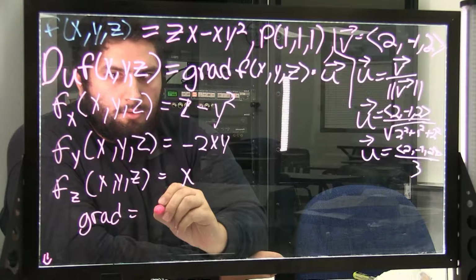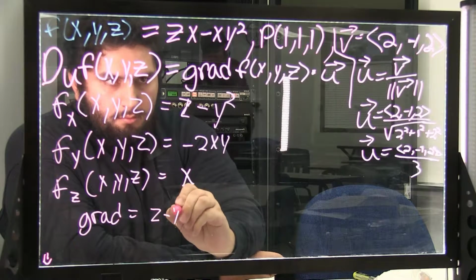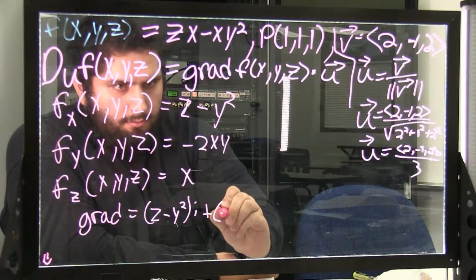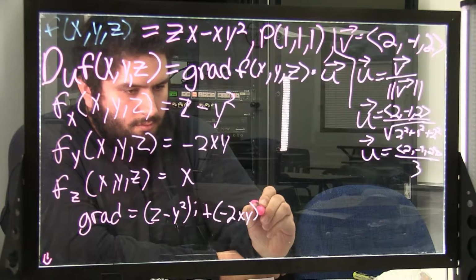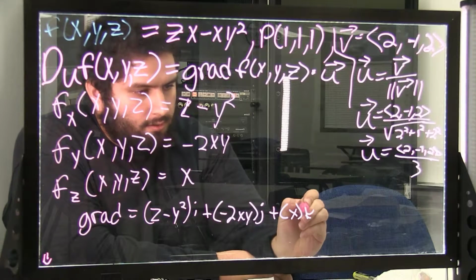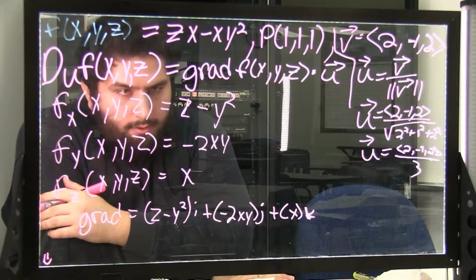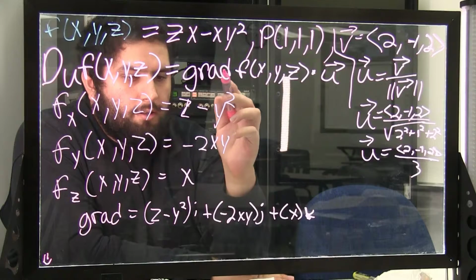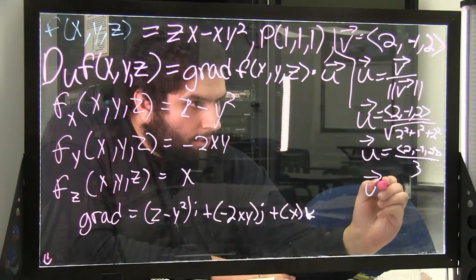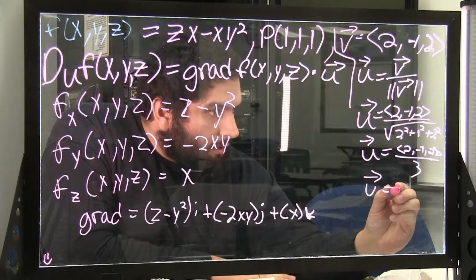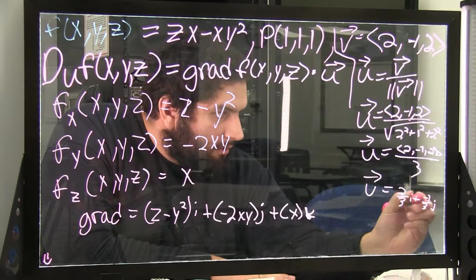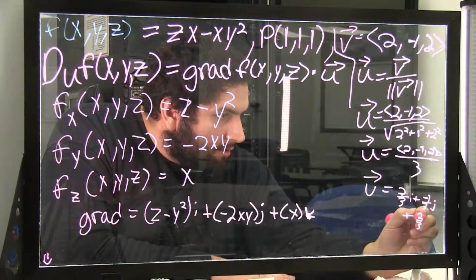So our gradient is just going to be our first partial with the i, plus our second partial with the j, and then our third partial, which is just x, with a k. Once we have those, we have our gradient and we have our unit vector. Now we just multiply them together. Since they're both vectors, let's change the unit vector to component form, so we get 2/3 i plus -1/3 j plus 2/3 k.